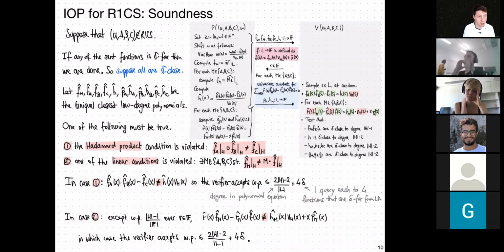We are just reducing everything we know to polynomial identities about low degree polynomials, and then we run the FRI protocol to make sure they are low degree, and we're testing these polynomial identities at random points.